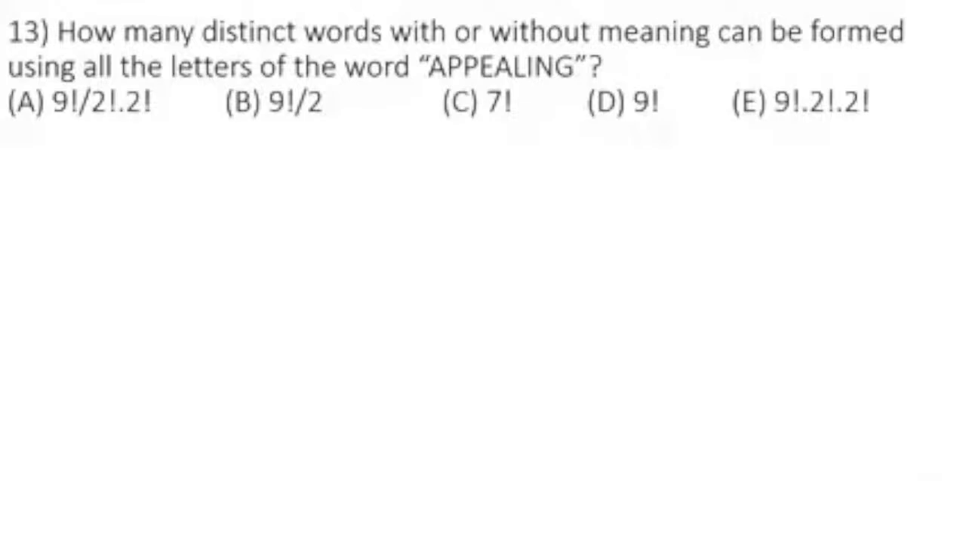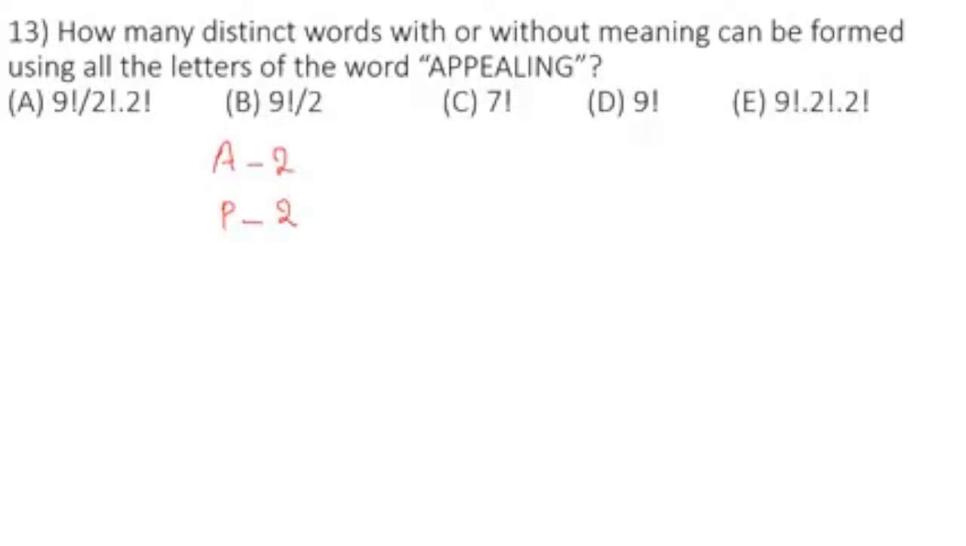How many distinct words with or without meaning can be formed by using the letters of the word appealing? In appealing, A is repeated how many times here? 2 times. P is repeated how many times? 2 times. Are any other letters repeated or not? We need to check it here. A is repeated 2 times, P is repeated 2 times, and nothing else is repeated.